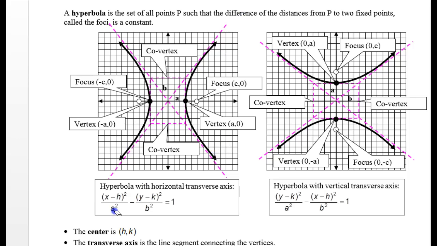Notice that the a squared denominator always is first, no matter what. So whatever is the positive fraction, we always put that in the front, and we call the denominator a squared. Whatever the negative fraction is, we call that denominator b squared. The center is just h comma k.